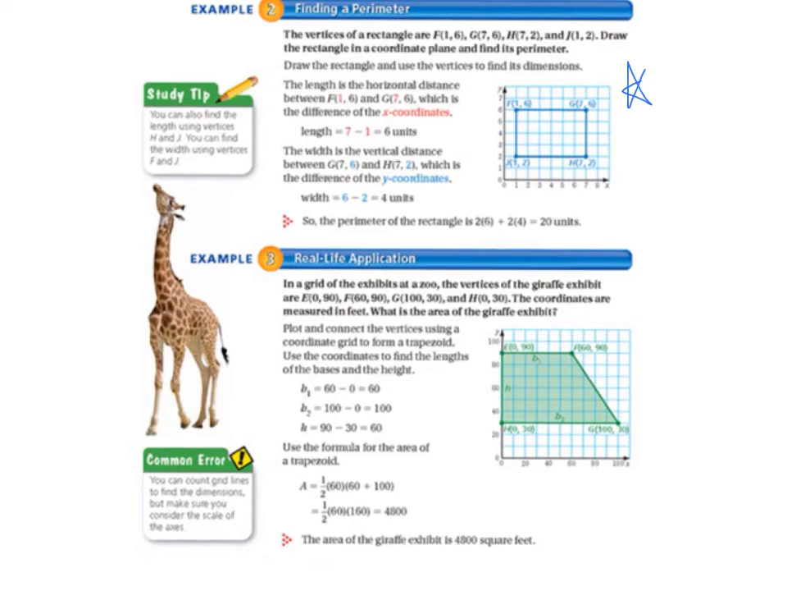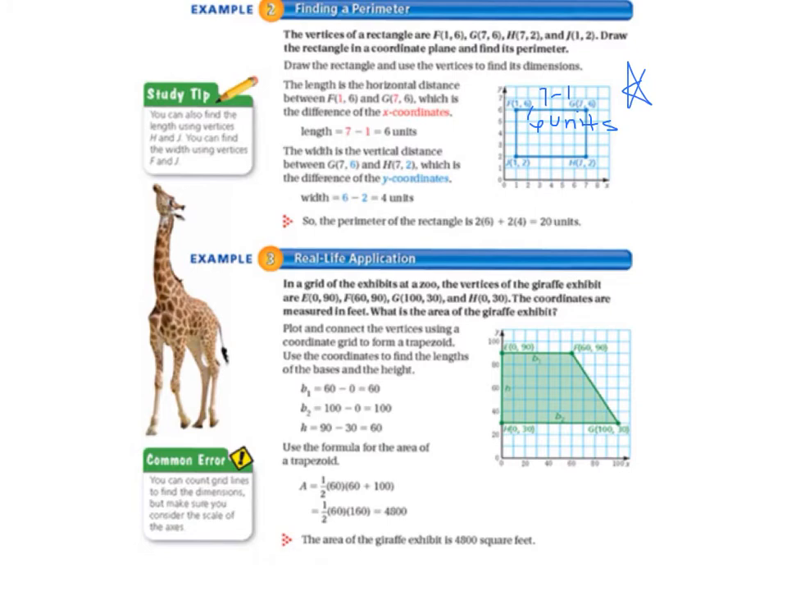The length is the horizontal distance between F (1, 6) and G (7, 6), which is the difference of the x coordinates because the y coordinates are the same. So the length is 7 minus 1, so that equals 6 units.